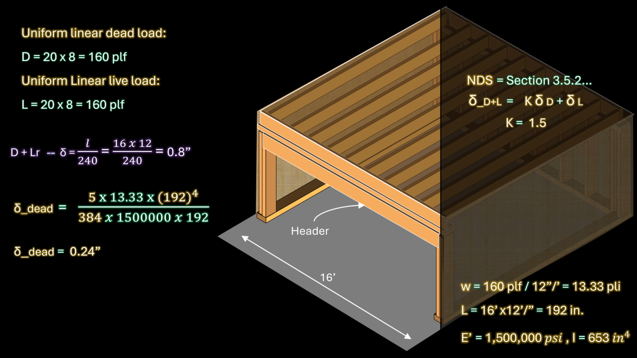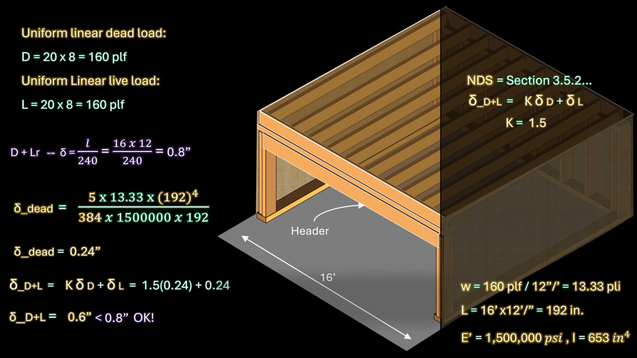The total long-term deflection is the sum of the product of 1.5, which is the creep factor, and the 0.24 dead load deflection plus the live load deflection of 0.24 inches. The total long-term deflection is 0.6 inches. This is less than the maximum 0.8 inches limit for dead plus live load deflection, and therefore the header is adequate in deflection. We have shown that this header is adequate in deflection against both short-term and long-term deflection limits.